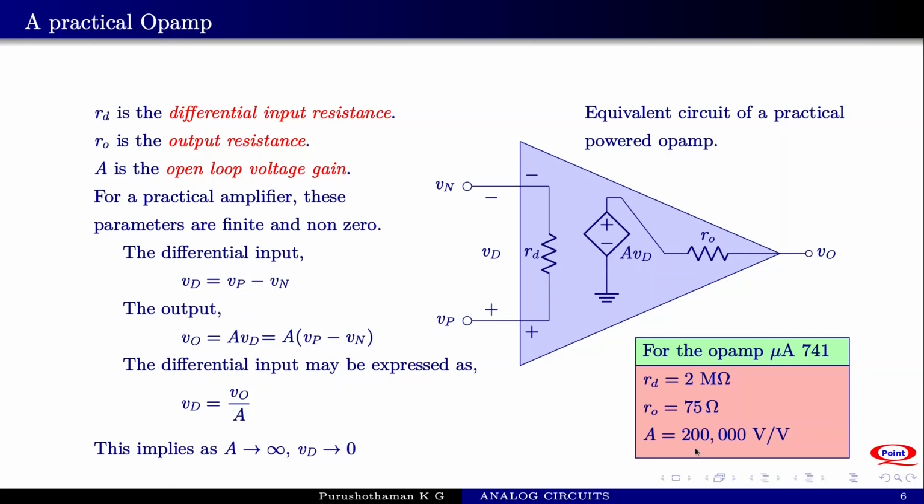So for 741, you can see that the gain is 200,000. For better amplifiers, the gain is still higher than this. So as A tends to infinity, Vd tends to 0. The differential input approaches 0. This is important. This has very serious consequences. We will come to that.